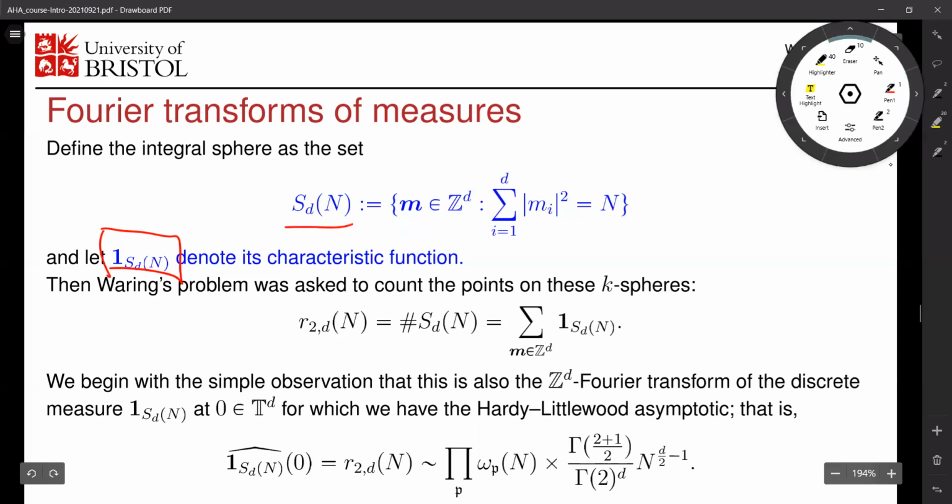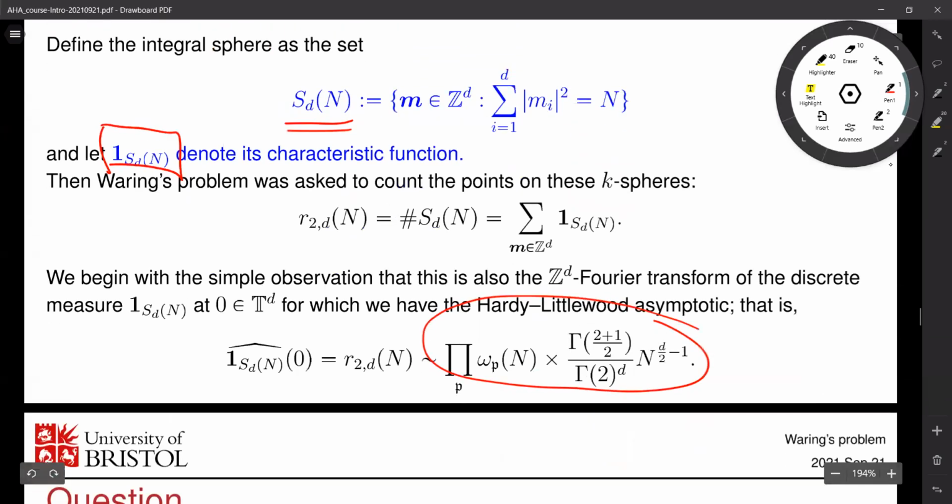Right. So if you consider this sphere and the surface measure on the sphere, Waring's problem was asking how many points are on there, or in other words, what is the volume of that sphere? That was already a non-trivial question. Another way to phrase that is you can just ask what is the Fourier transform at 0. That's another way of asking what is the volume of this surface measure. All right, Hardy and Littlewood said it's this sort of asymptotic.